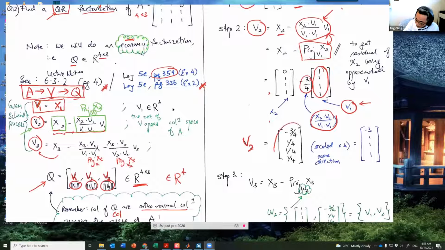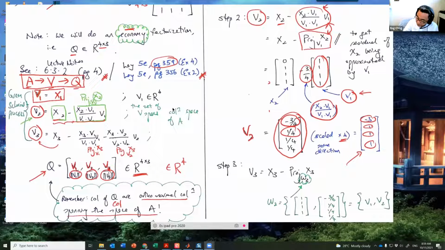Now, we end up with this vector, and this vector is very hard to deal with because of the 4. Since we don't care about the length of V2, we only need the direction. Then we multiply everything by 4. So this guy multiplied by 4 is -3. This guy multiplied by 4 is 1. And then we get a vector with whole numbers so that we can deal with it more easily later on.